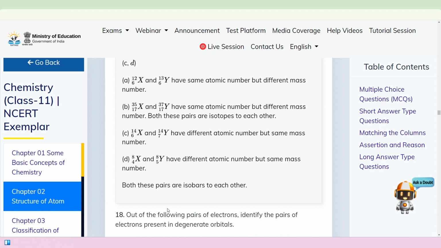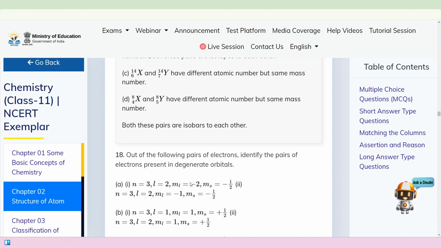Now, next question. It says that out of the following pairs of electrons, identify the electrons present in degenerate orbitals. So what is a degenerate orbital first of all? The orbitals which have the same energy are called degenerate orbitals. So the first pair is n equals 3, l equals 2, ml equals -2, ml equals -1, ms is the same.